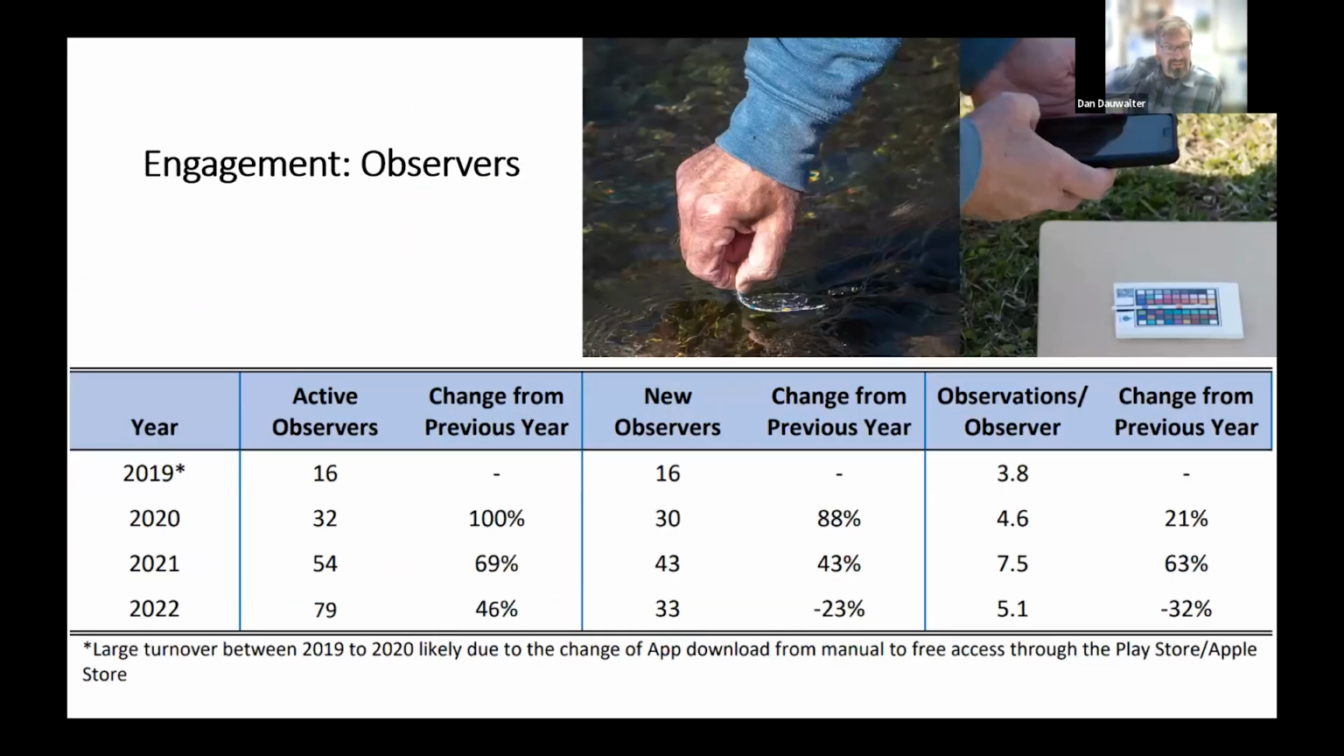Our goals for engagement: we're seeing increased use over time. 2019 was the pilot year with one chapter. You can see the active observers increase over time in this left column, with last year having almost 80 active users, new users coming on board each year, about 30 to 40 per year, and the number of observations per user ranging from not quite 4 to 7.5 in 2021. So we're continuing to engage new people.